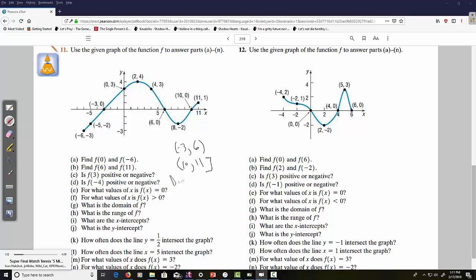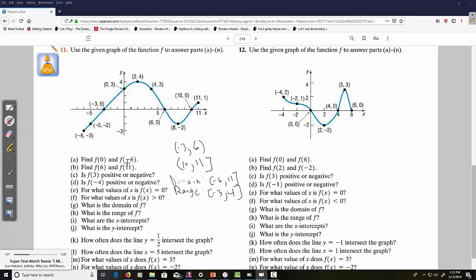Domain is what? Negative, yeah, it includes -6, sure, and includes 11. What is the range? Well, that's the outputs, the y value. So it goes all the way down to -3, goes all the way up to 4. Doesn't skip any numbers in between. Goes over a couple of them several times. But certainly -3 inclusive up to +4.